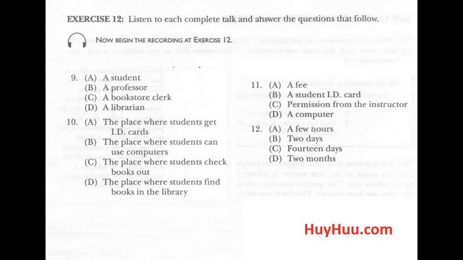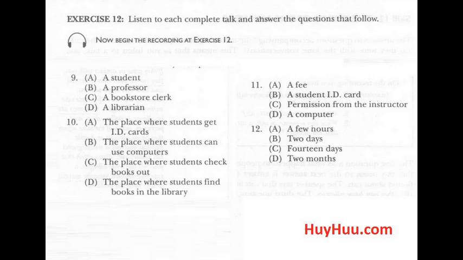Questions 9 through 12. Listen to a talk given to a group of new university students. Hello, I'm Mr. Teal, the head librarian, and I'd like to explain to you about checking out books from this library. Students with ID cards can check out books, and the books may be kept for up to 2 weeks.